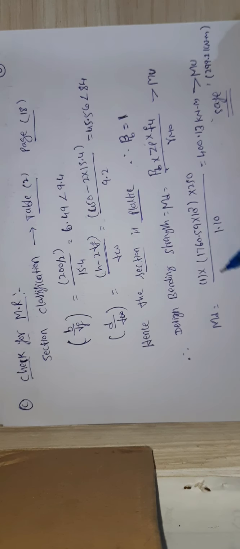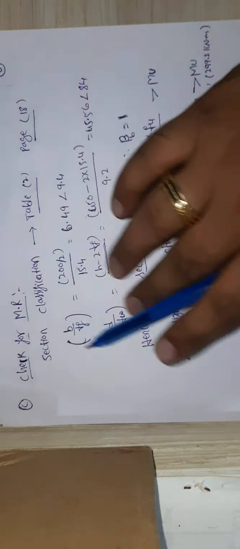So what is my Md? Md is 400.13 kilonewton meter. It is greater than the ultimate moment, hence it is safe. This is how we need to check for the moment of resistance.